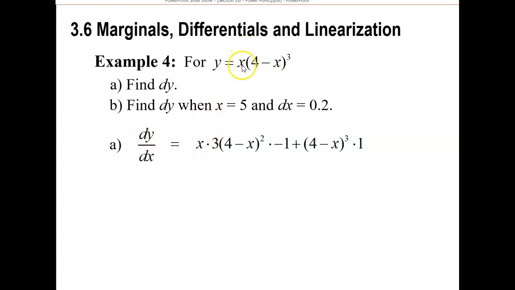So the first function is x times the derivative of the second. So that's 3 comes down, this stays to the second, times the inside derivative, which is -1, plus the second function times the derivative of the first. The derivative of the first function is 1. So it's knowing to use the product rule. Also, you're using the chain rule on the second piece.